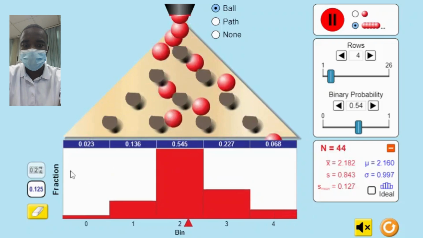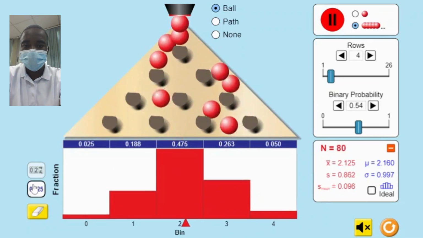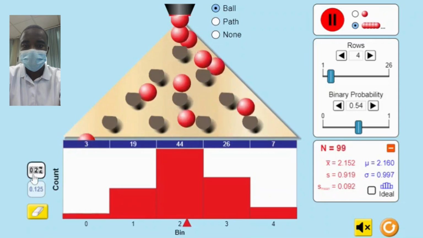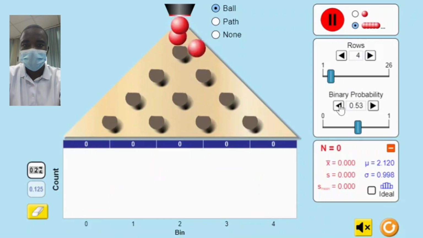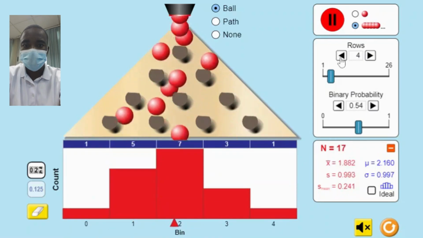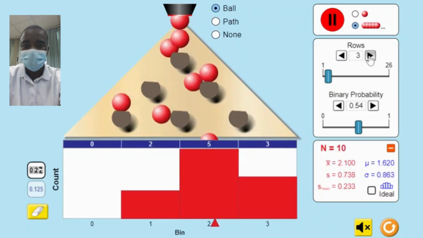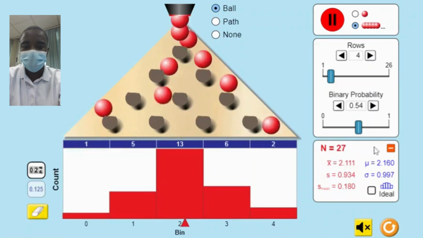Students can guess which bin a ball will fall into before dropping it. This allows them to test their predictions and observe the actual outcomes. The simulation allows students to perform multiple trials by dropping multiple balls and observing the distribution of outcomes. This helps students understand the concept of probability distributions and the law of large numbers.